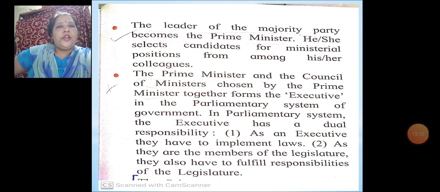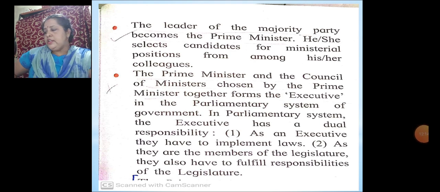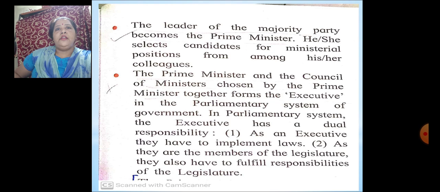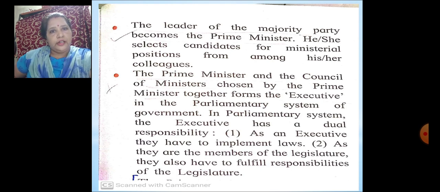So children, what have we learned till now? Yes, we have learned that there are two main types of government, the parliamentary system and the presidential system. We have also learned about the characteristics of the parliamentary system: how the Prime Minister is made, how the Council of Ministers is made, how a coalition is formed, how a majority takes place. These are all the things we have learned in this part of the lecture.